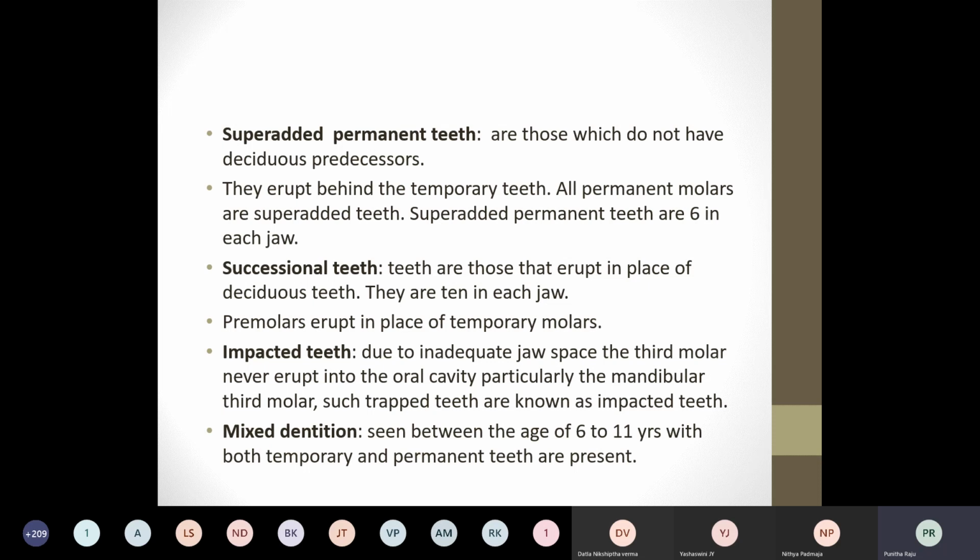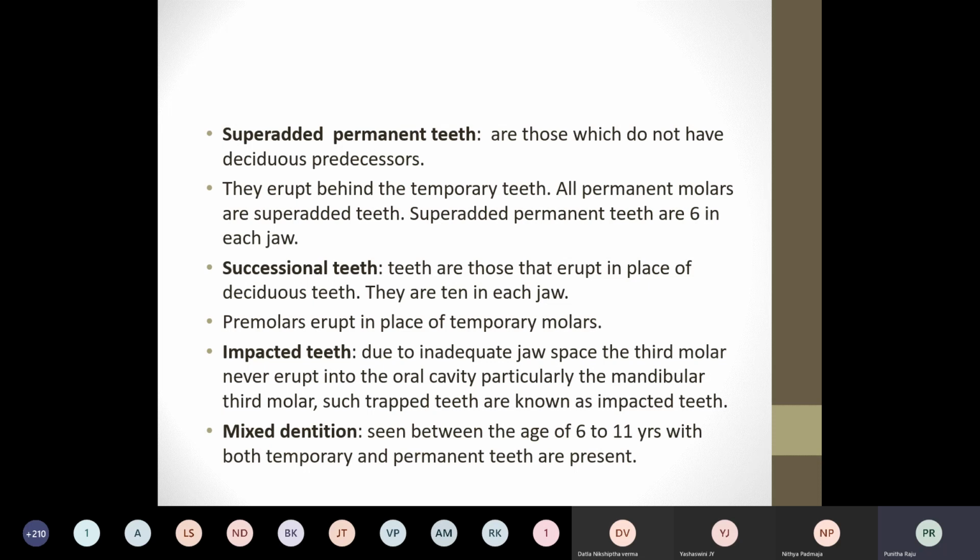And the next one is the impacted teeth. Impacted teeth are those where there is no space for the eruption of the teeth, so the tooth just remains within the bone itself. Due to inadequate jaw space behind, the third molar never erupts in the oral cavity, particularly the mandibular third molar. So impacted teeth are most commonly seen at the third molar, where there is no eruption and it just gets impacted within the bone. Such trapped teeth are called impacted teeth.